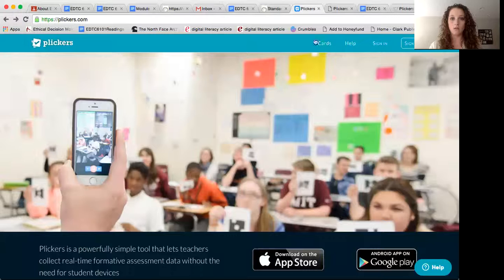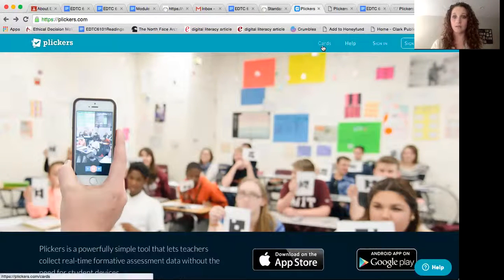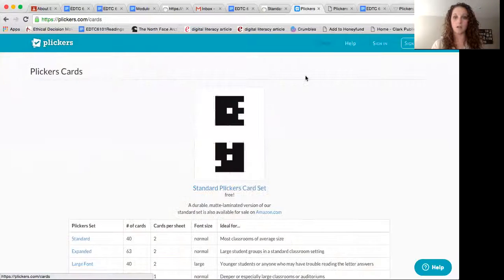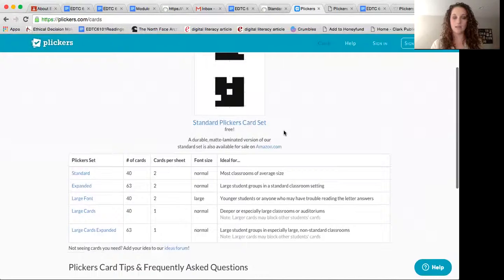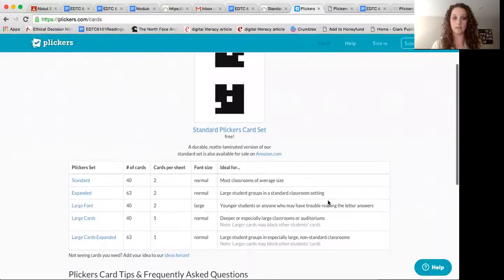So I started out by going to Plickers, and I'll share my screen. And when you go on, you need to print the cards to get ready to use in the classroom. So I went to the cards. I wanted to see what all they offered as far as varied sets. They offered the standard. They offered more cards. They offered larger font, which said might help for younger classrooms or classrooms that have trouble reading the letter answers.